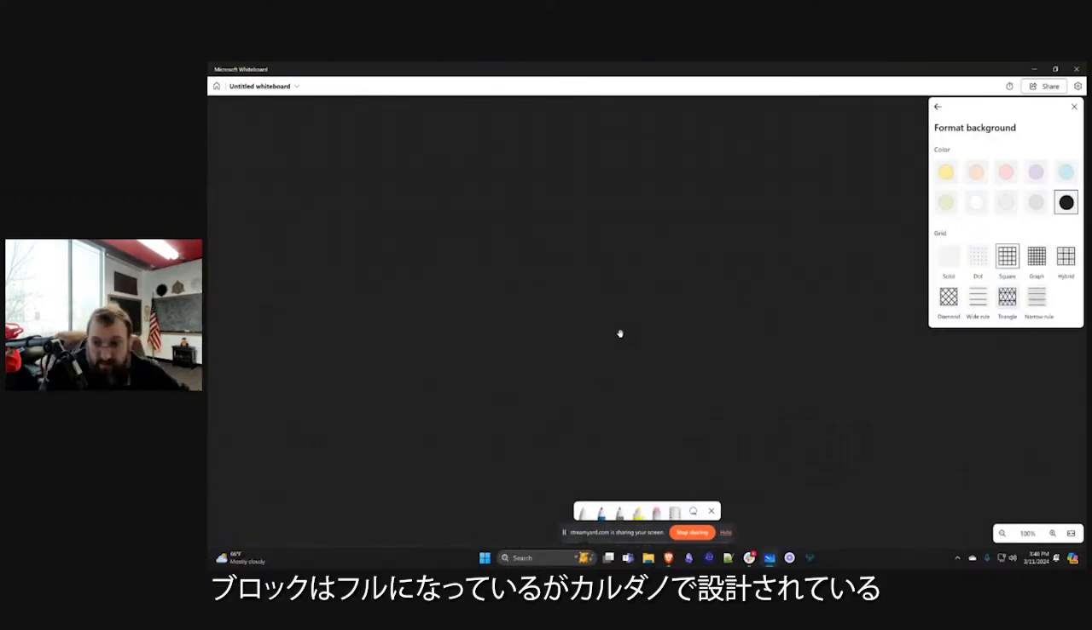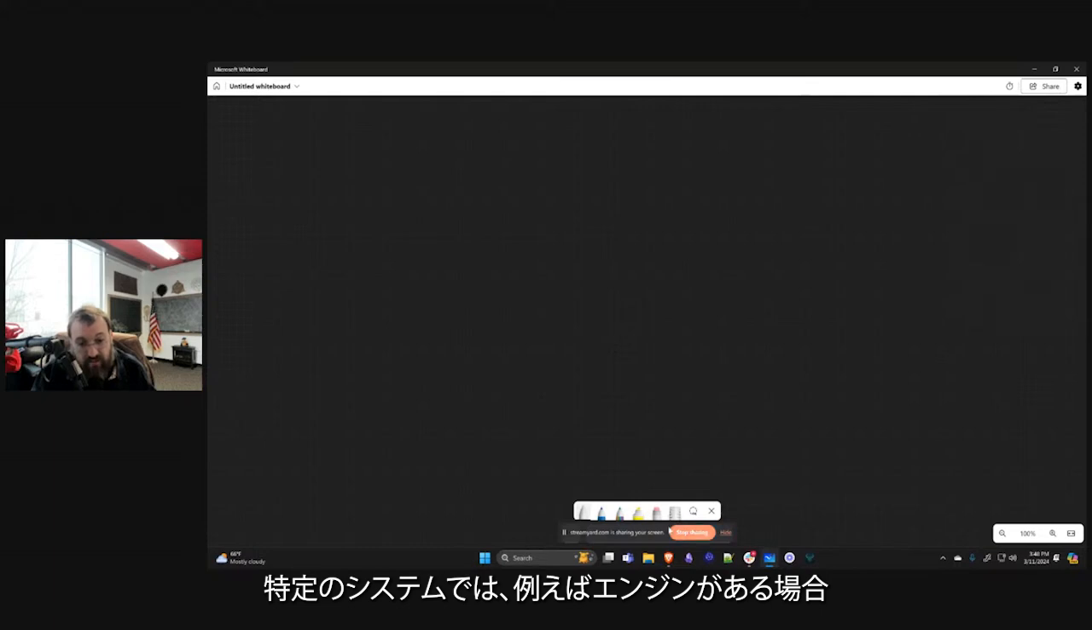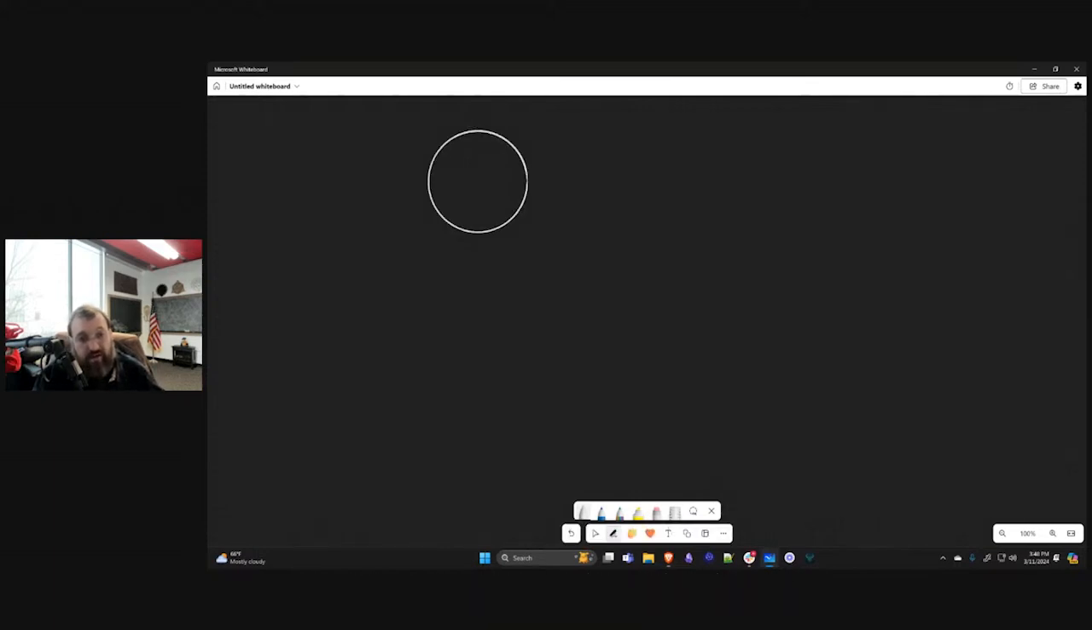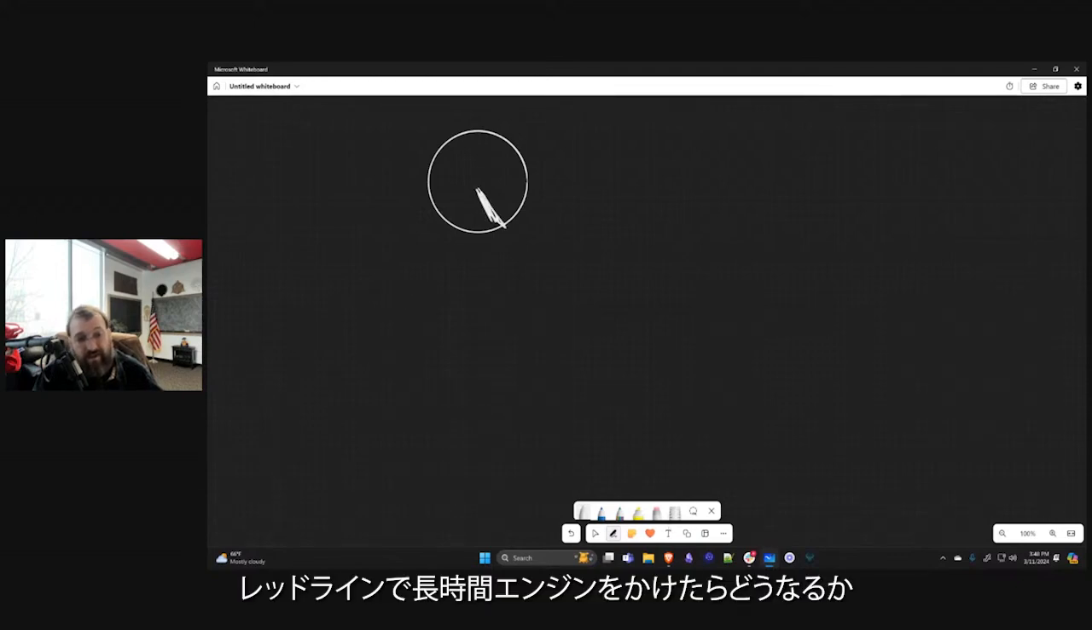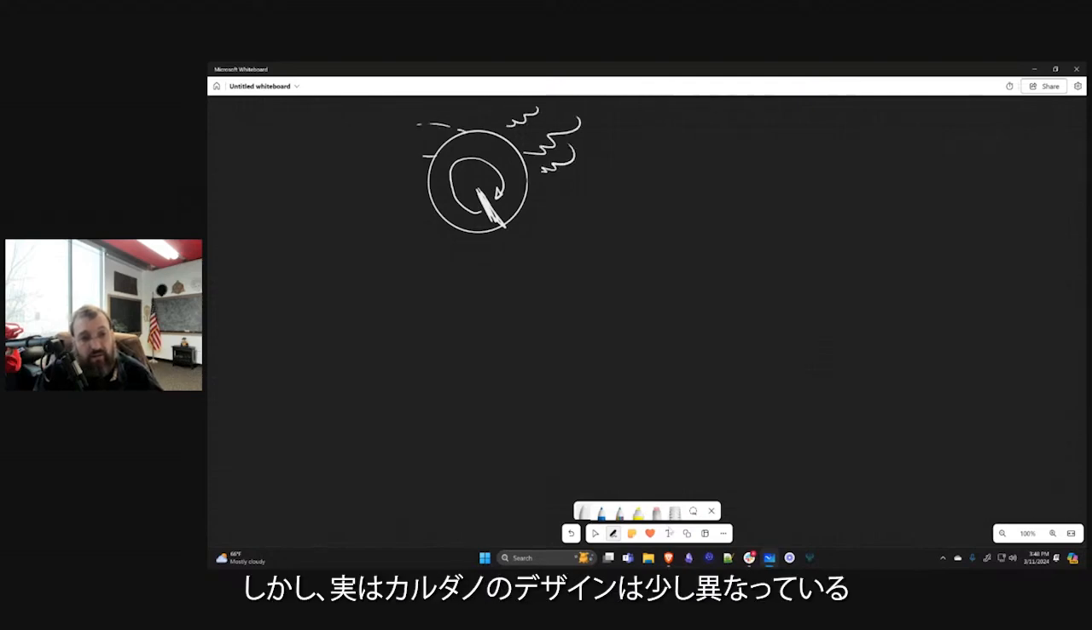So first off, blocks being full, Cardano is designed for that. In certain systems, like when you have an engine and you run an engine at redline for a long period of time, what happens? The engine breaks. Oh no. But actually Cardano's design is a little different.